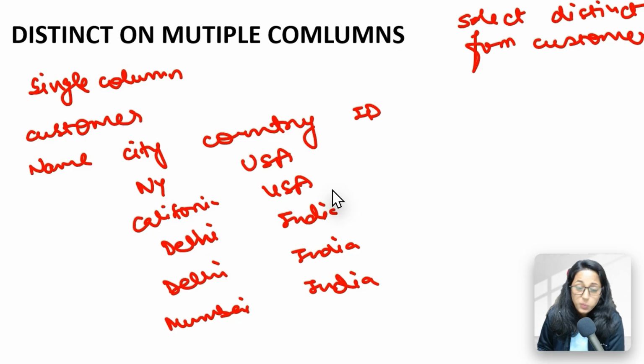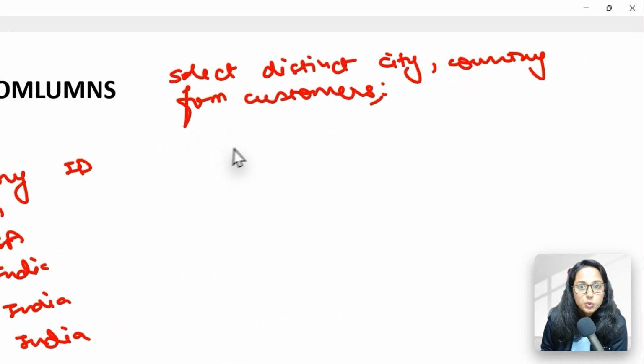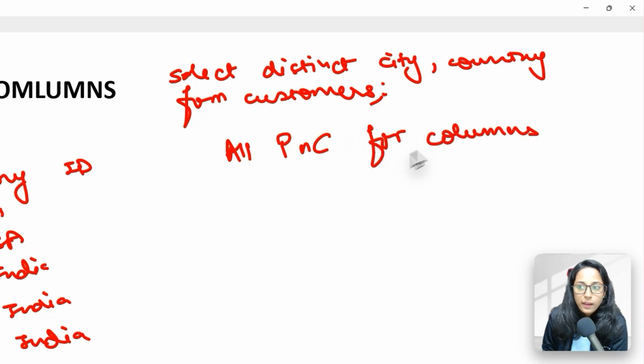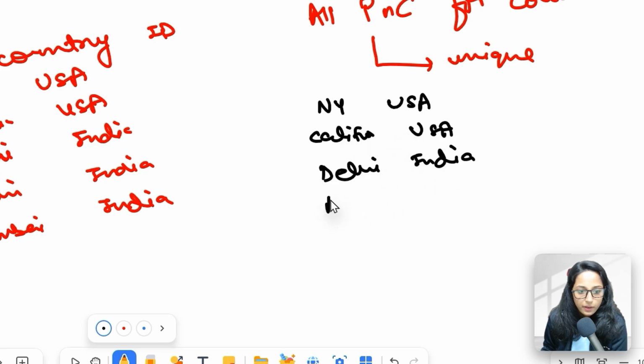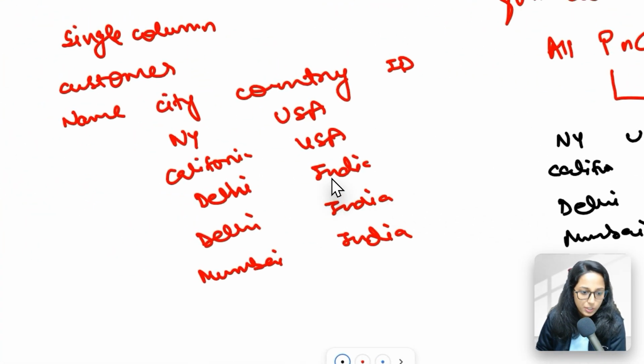So what do you think this query will return? Pause the video, think about it, and then resume it again. So in such a case, it will choose all the permutations and combinations of our columns, and every such combination will be treated as unique. So for example, my output would be NY USA, California USA, Delhi India, and Mumbai India. In a similar way, let's try executing in our SQLite dashboard as well.